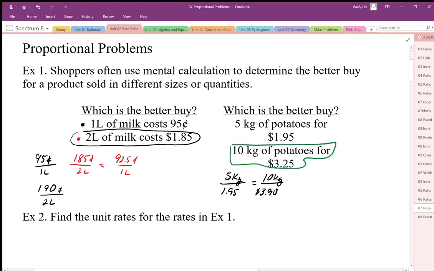So I could have done this as an equivalent rate of 10 kilograms. I could also do unit rates. So if I want to do a unit rate, I can find the unit rate. In this case, I'm going to do dollars per kilogram. So I'm going to take my $1.95, divide it by 5 kilograms, and I get 39 cents. So this ends up being 39 cents.